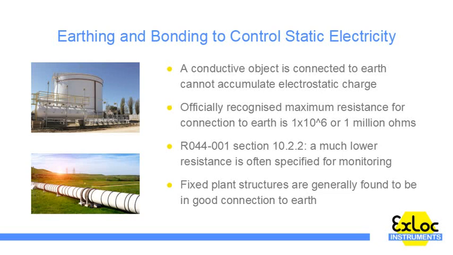Fixed plant structures such as tanks, reactor vessels, and pipes are generally found to be in good connection to earth, and if this is the case, there is little risk of their connections deteriorating to above 10 to the 6 ohms. If plant items are not in connection to the main earth structure, for example those on flexible mountings or load cells, specific earth connections may be required.